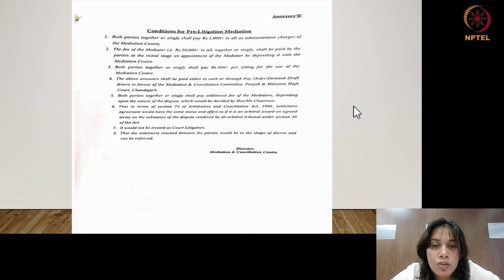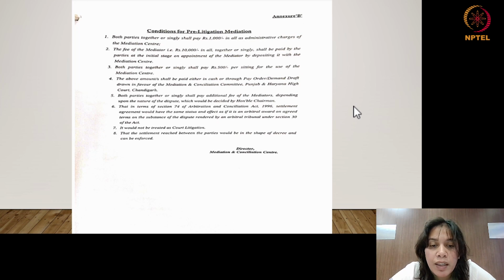So next, the conditions talk about the additional fee that has to be paid. That would be depending on the nature of the dispute, and it would be decided by the chairman. And the condition of section 74, that is the nature of the settlement agreement, has been discussed by us earlier as well. So it has the same status of an arbitral award under section 30 of the Act. Which Act? The Arbitration and Conciliation Act of 1996.